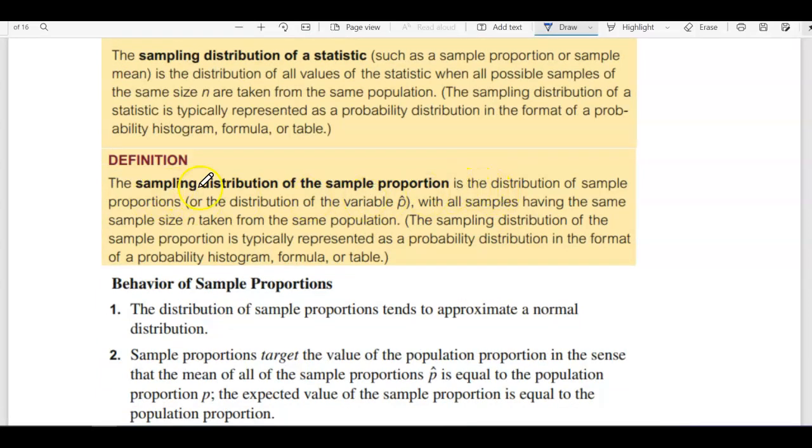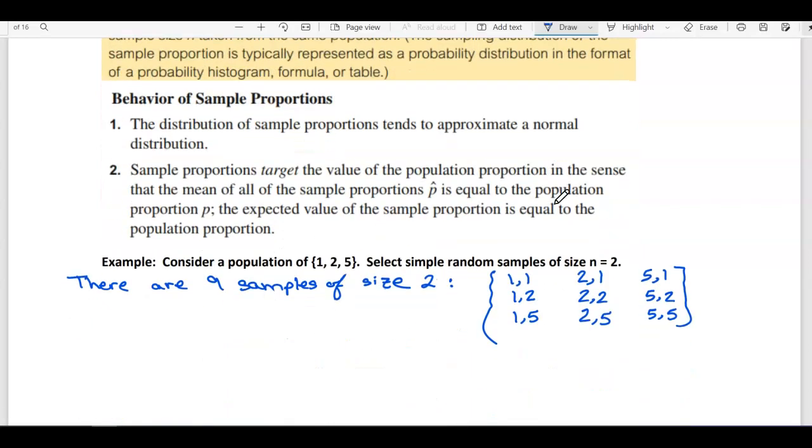So we're going to create the sampling distribution of the sample proportion for an example, and we're going to see what that looks like. Here's what we are going to investigate. And what we're actually going to see is that the sample proportion actually does target the population proportion.